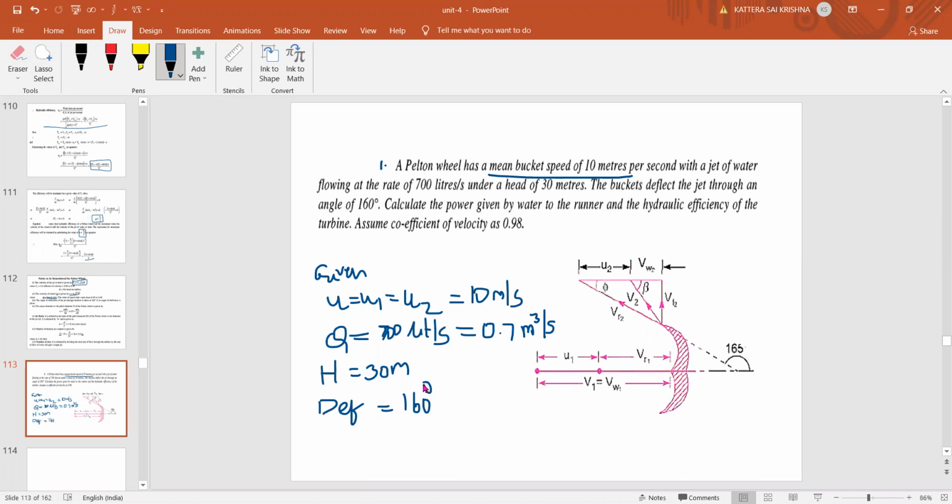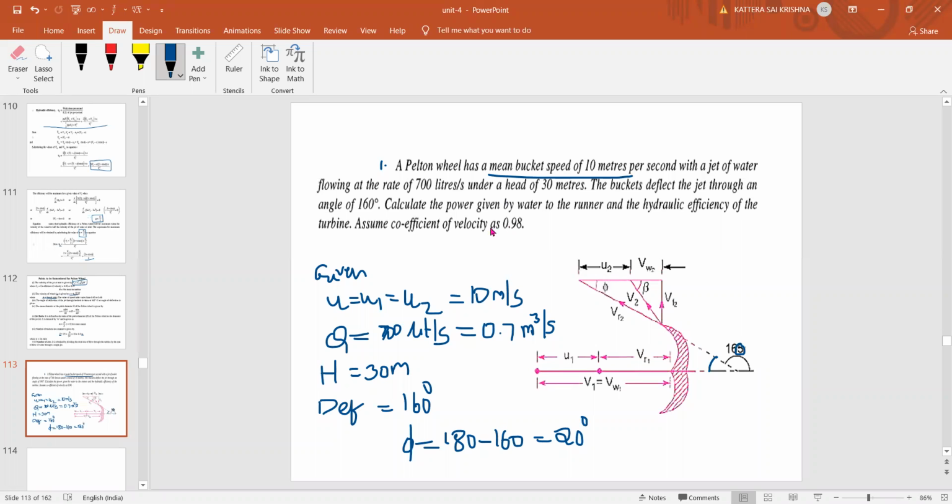From this 160 degrees, now you can find the phi angle. This angle and this angle are the same. So phi value will be equal to 180 minus 160, because in the question the jet deflects through an angle of 160. So 180 minus 160 is 20 degrees as the phi value.